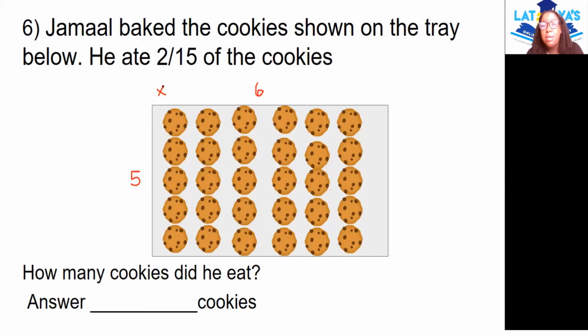The question is asking me, how many cookies did he eat? 2/15 out of 30. So it's going to be 2/15 of 30 cookies. That's what he ate. Let's simplify this. 2/15 times 30 is a whole number. 1 is understood as its denominator. I'm going to reduce before I multiply. 15 into 15 is 1, and 15 can go into 30 2 times. 2 2s are 4. So how many cookies did he eat? 4 cookies.